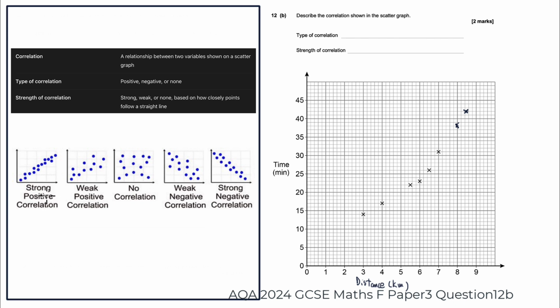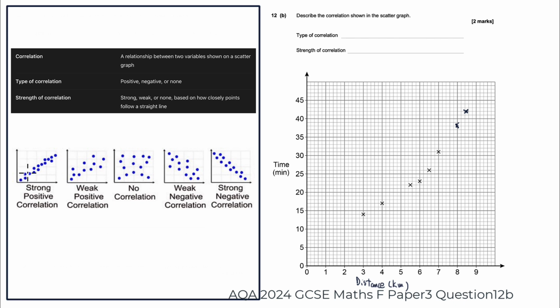So positive correlation would be when one variable increases, the other variable also increases. So it's an upward sloping straight line. There's no correlation in the middle. There are random points all over the place. Negative correlation would be when one variable increases, the other variable decreases. That's a sloping down straight line.